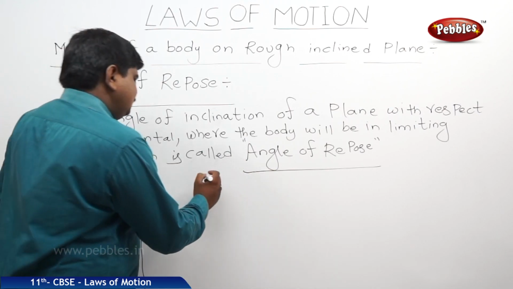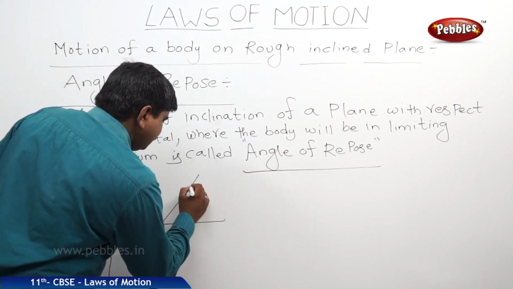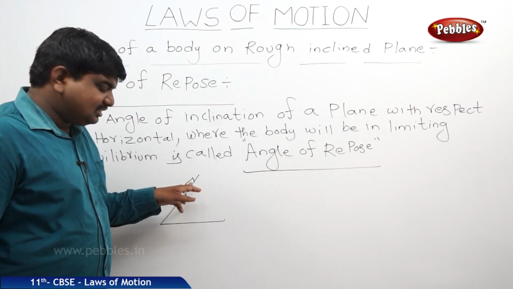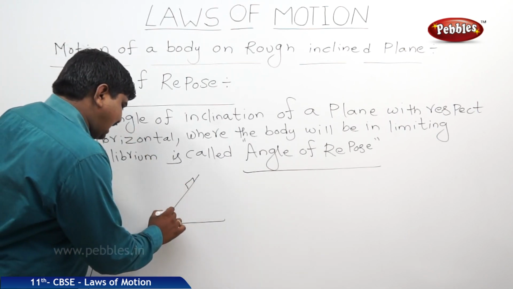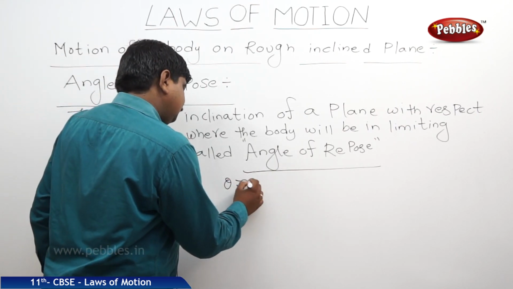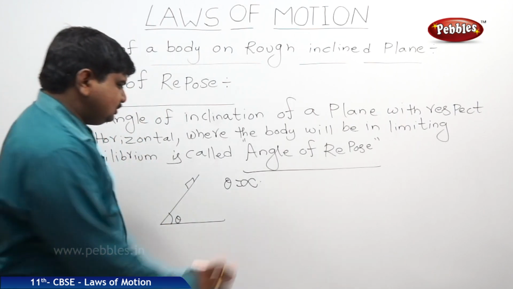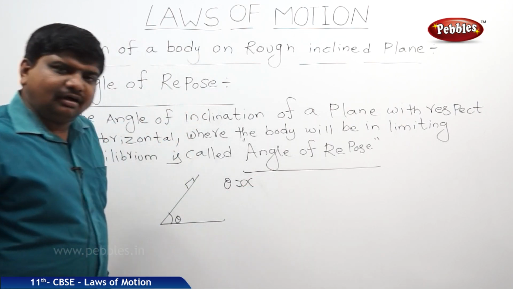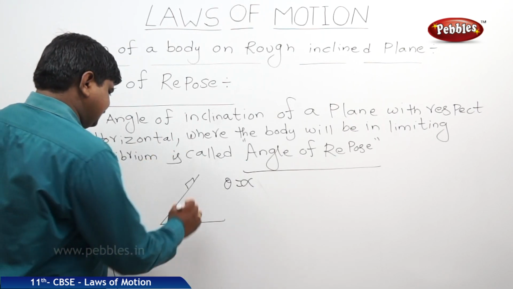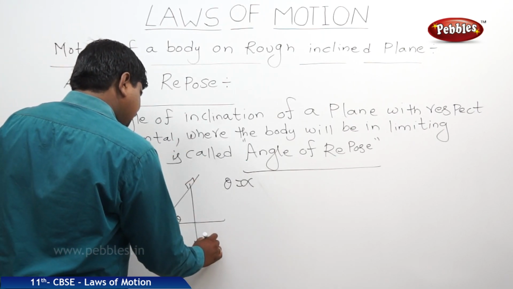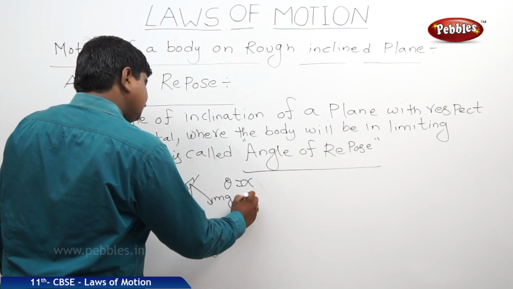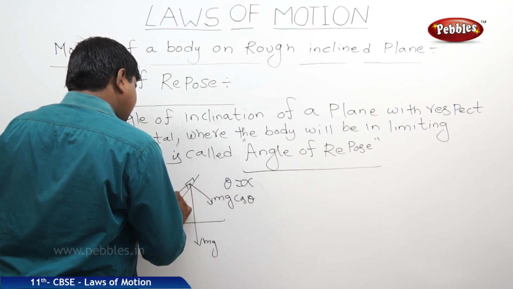Let us suppose this is the plane and the body is sliding. For one particular angle, the body's sliding will start. Let us say the angle is alpha. If this is the alpha, this body has force components like this. This is mg. This is mg cos alpha. This is mg sin alpha.